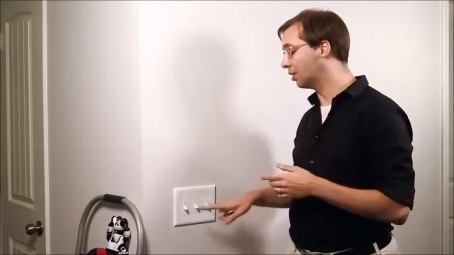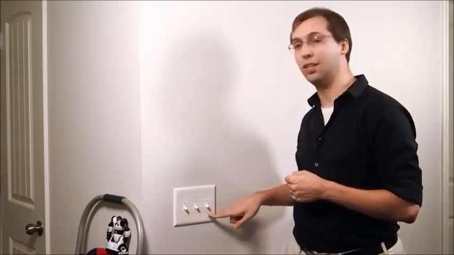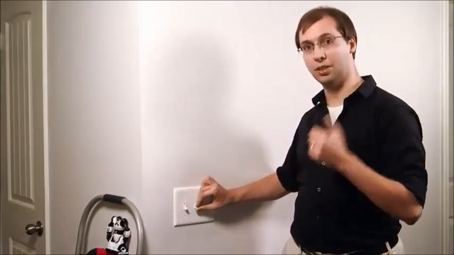I just didn't notice it until I started writing this video. The lights from left to right in the room are actually controlled by the light switches from left to right on the wall. This switch controls the light over there. This switch controls the light right here. And this switch controls the light back there.